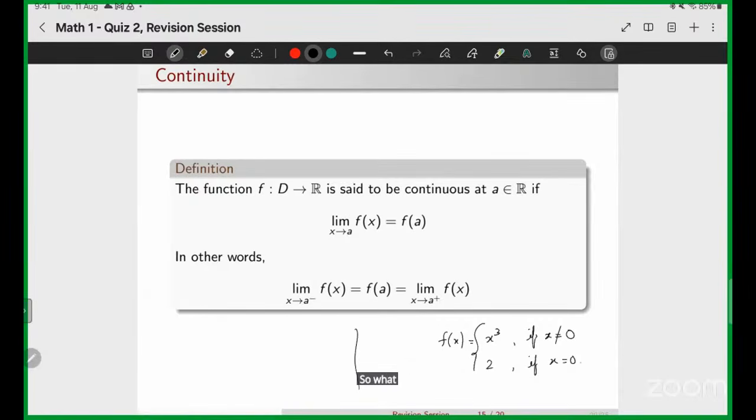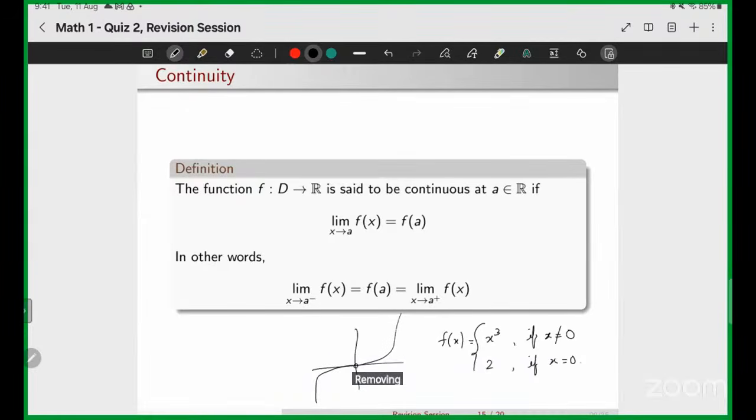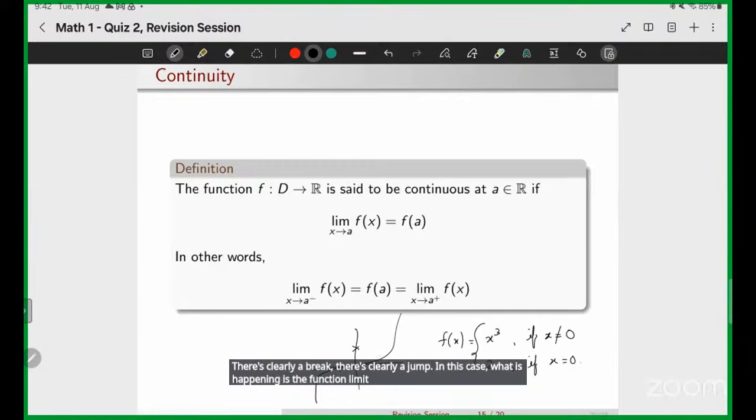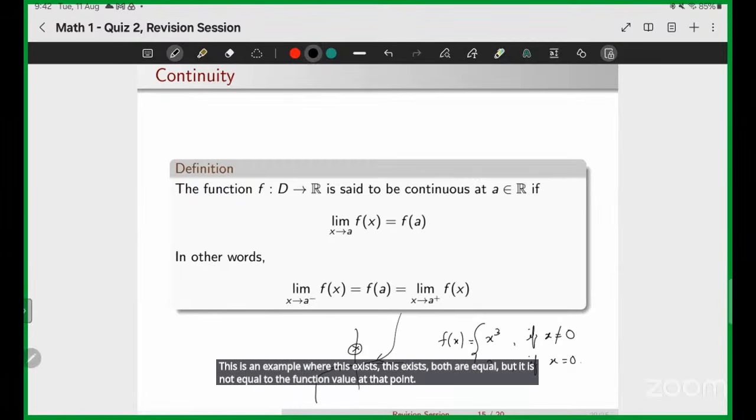So what would the graph look like? The graph of x^3 is something like this. But I am removing this point. At 0, I'm saying that the value of the function is 2. There's clearly a break, clearly a jump. In this case, the function limit as you approach 0 is 0 from the left as well as from the right. But the function value itself is not equal to the value that either limit approaches. So this is an example where the limit exists, both are equal, but it is not equal to the function value at that point.